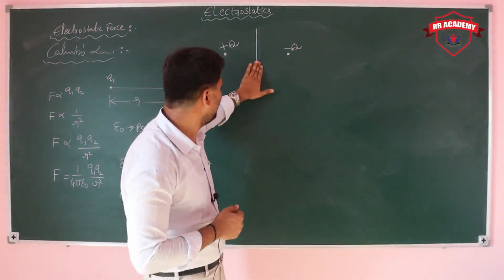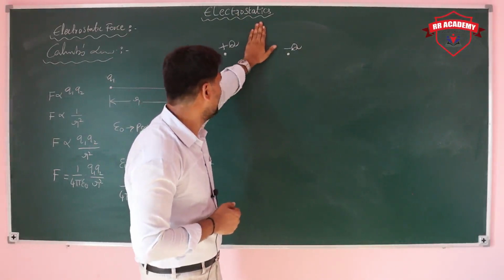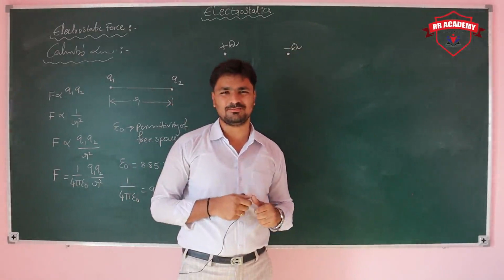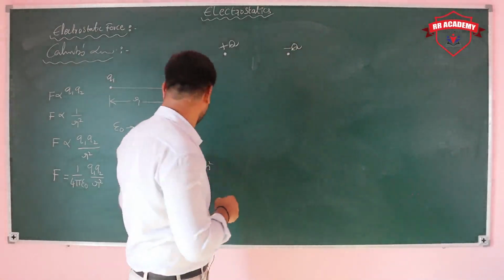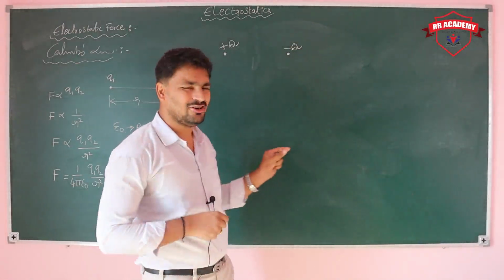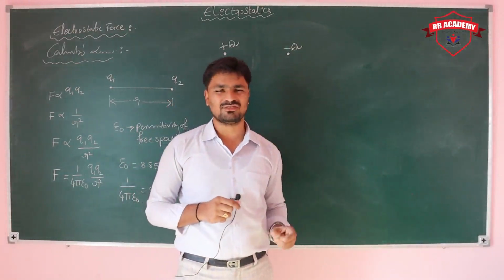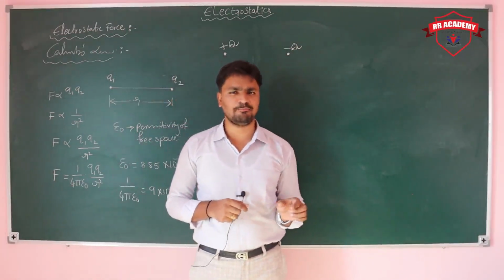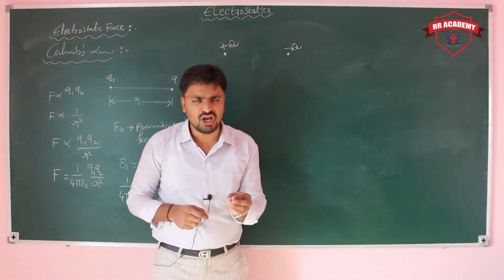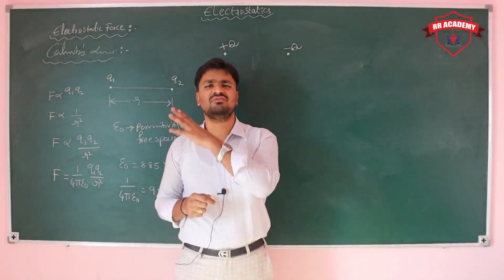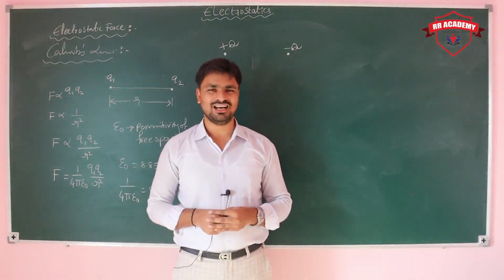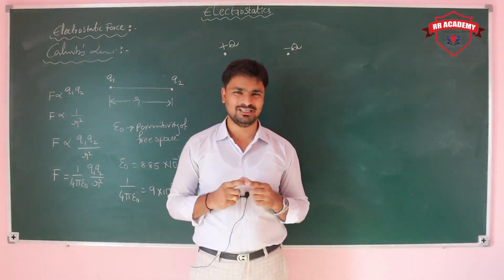If there is no medium, that is called free space. In free space, the epsilon naught value is this much. Epsilon naught is the permittivity of free space. What is permittivity? Permittivity is the property of the medium which can influence the force between the two charges. That is simply called permittivity.